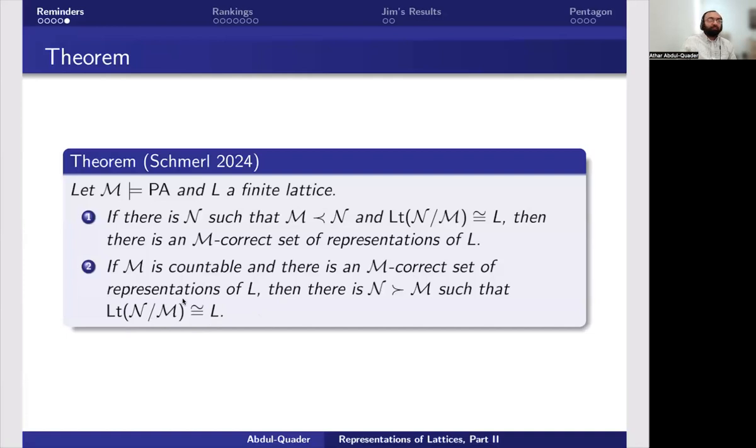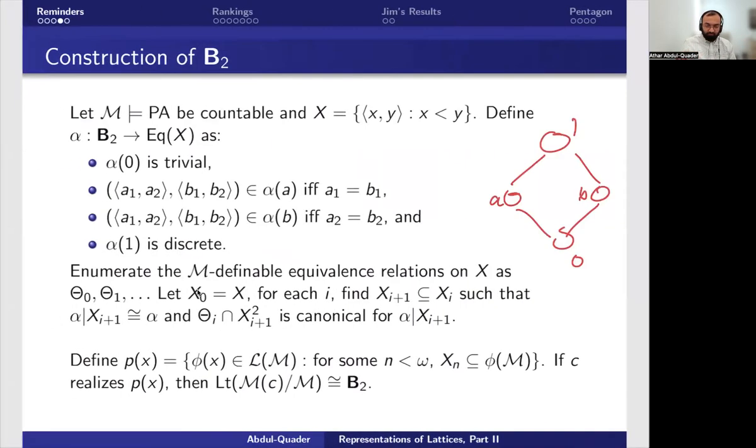Athar: Yes. On your previous slide, you said that alpha restricted to xi plus 1 was isomorphic to alpha. I'm not sure about that. Speaker: I think you can do this in this case for B2 because of canonical Ramsey's theorem.